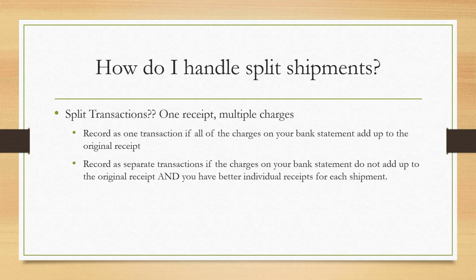If the multiple transactions don't equal your original receipt, you'll either want to go to the vendor to get receipts that reflect the charges on the statement, or if that's not possible, write an explanation as to what occurred. Many times, vendors such as Amazon will include smaller receipts with each shipment when your order has been split.